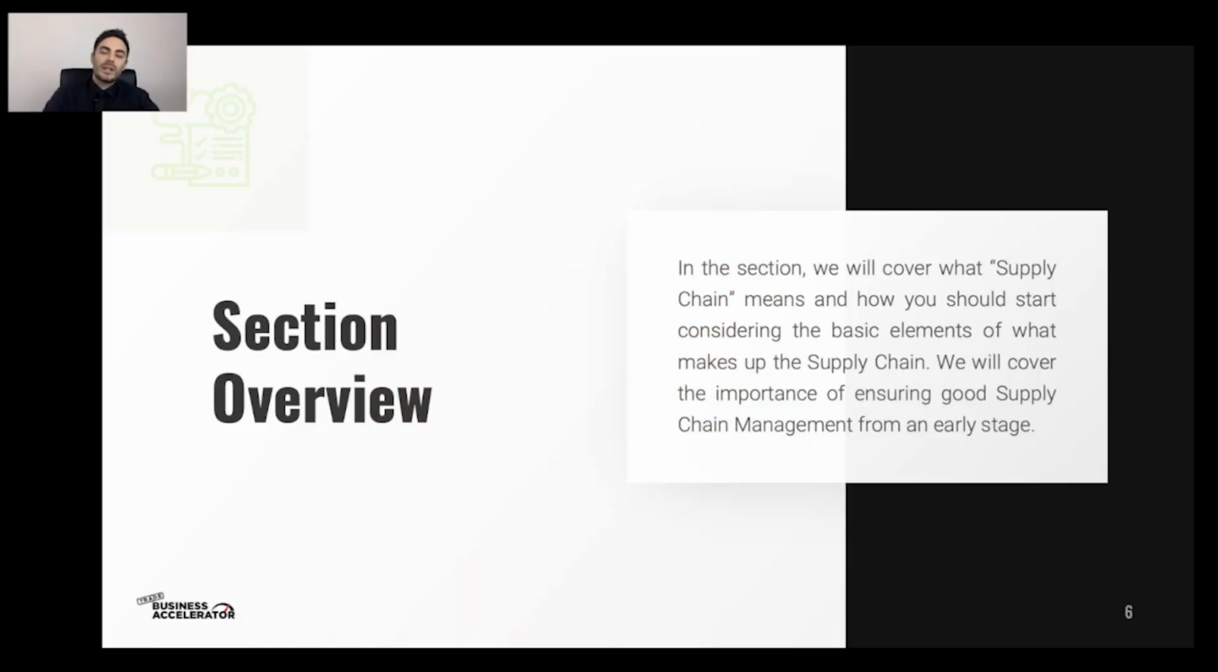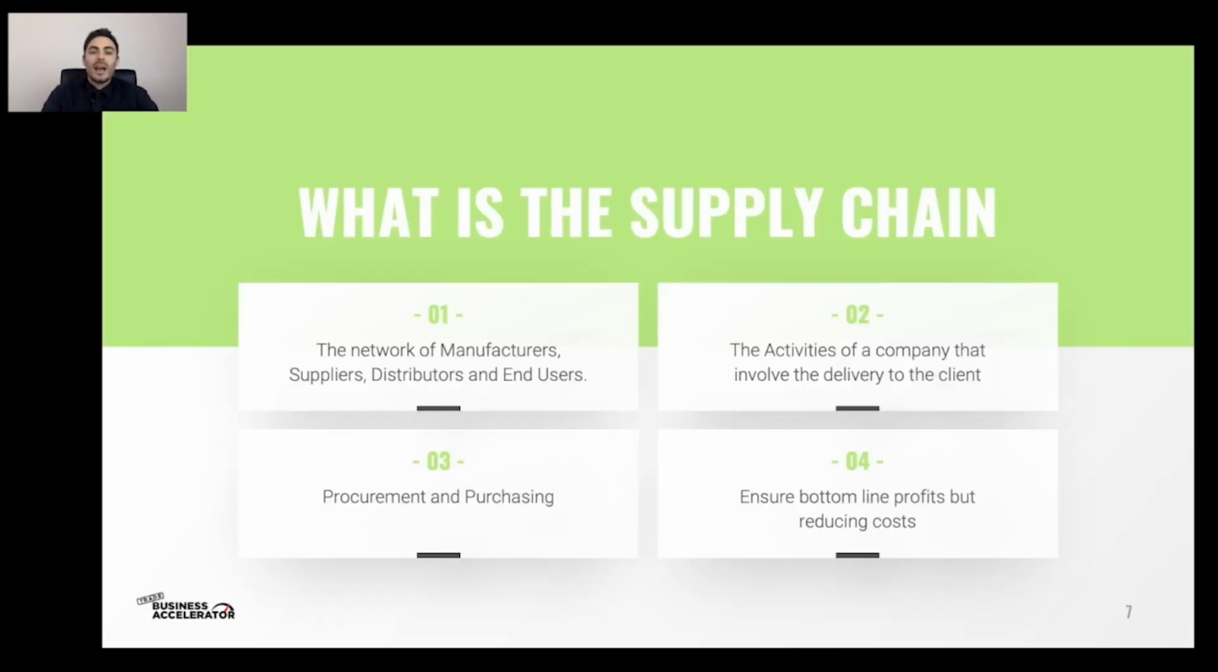In this section, we will cover what supply chain actually means, and we'll have a look at the basic elements that you need to be considering when thinking of the supply chain. We'll cover the importance of ensuring good supply chain management from an early stage within your organization. So let's have a look at what the supply chain actually is.